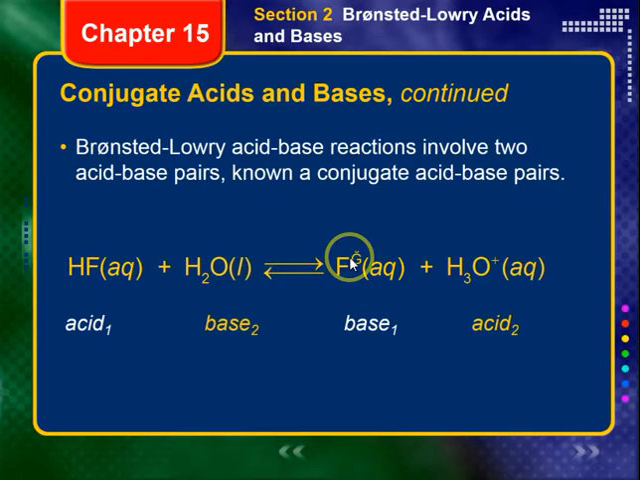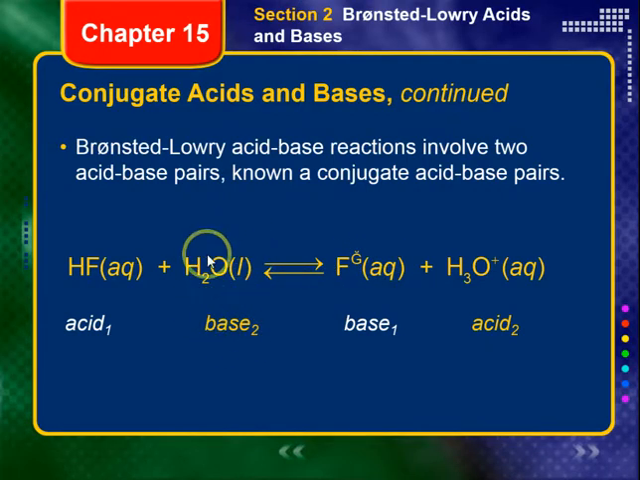Bronsted-Lowry acid-base reactions will always involve 2 acid-base pairs known as conjugate acid-base pairs. There are going to be 2 of them, 2 acid-base conjugate pairs. So going back using that same equation, here's my hydrofluoric acid. This is definitely the acid. Well, that's going to have a conjugate base after it's donated its proton.